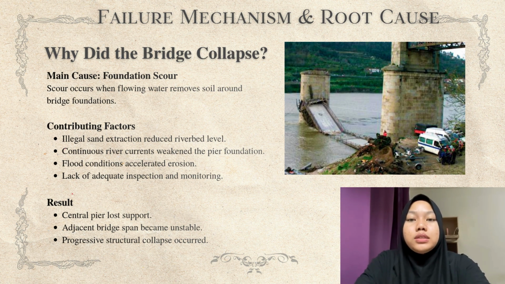Next, I will discuss the failure mechanism and root cause of the bridge collapse. The main cause of the collapse was foundation scour. Scour occurs when flowing water removes soil and sediments from around bridge foundations, reducing their support. Several factors contribute to this problem.